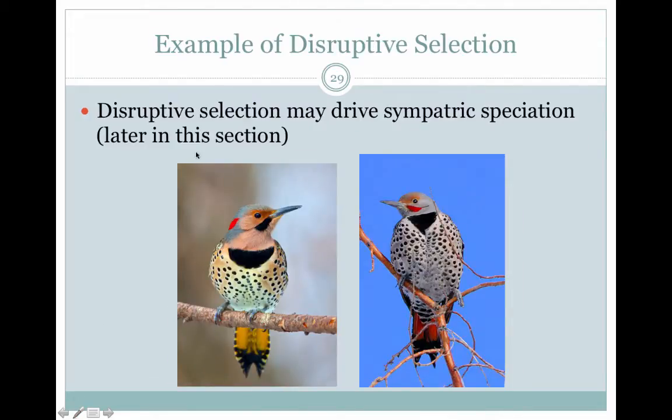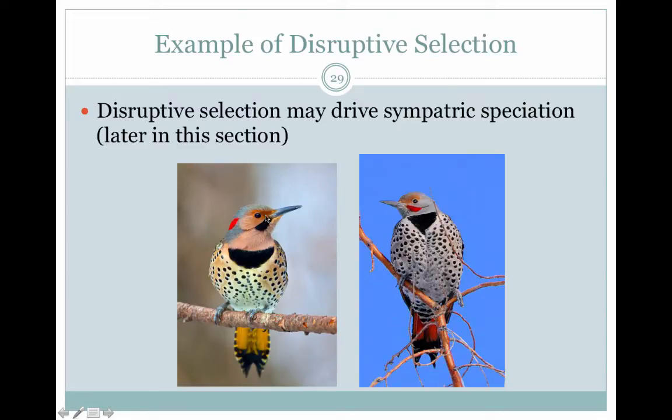All right, disruptive selection may drive sympatric speciation, which is later in the section. But I want you to take a look at these two birds. They are the same species. The one on the left is the yellow-shafted northern flicker. The one on the right is the red-shafted northern flicker, and this is because of the underside of their tails and wings.